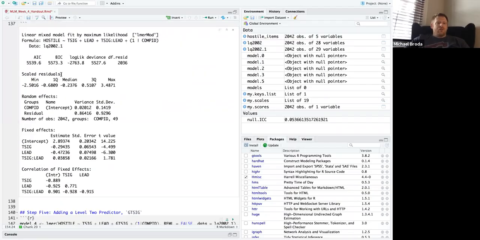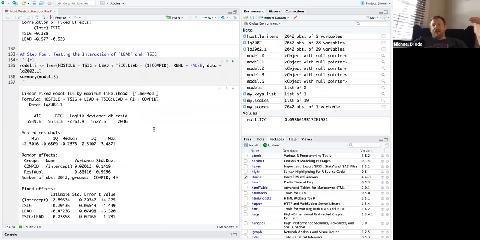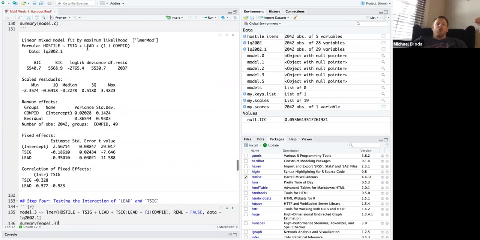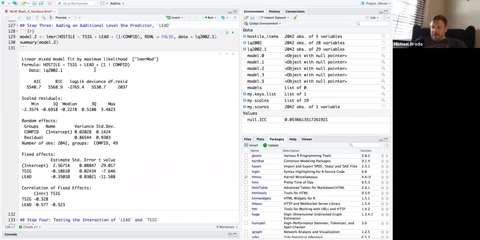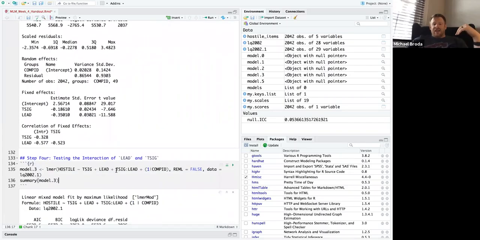Yeah, here it is. So model.3 tested an interaction between task significance and leadership. To get a p-value for that, I actually need to compare model.3 to a model that includes everything but that interaction, and that is model.2. This is another reason it's handy to build these things out in steps, because you can do these statistical comparisons between individual models. The only difference between model.2 and model.3 is that interaction.